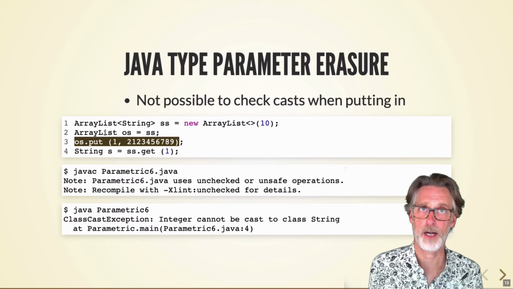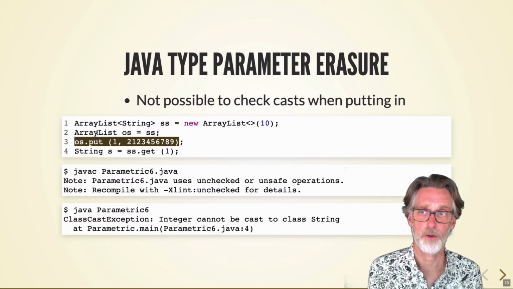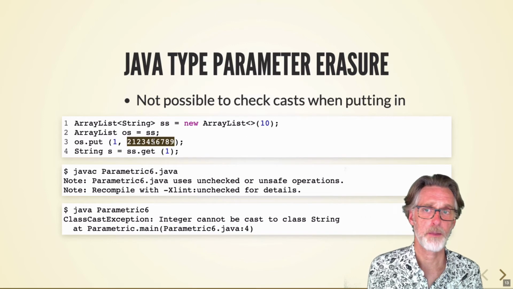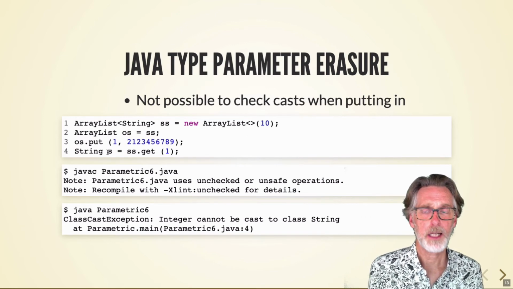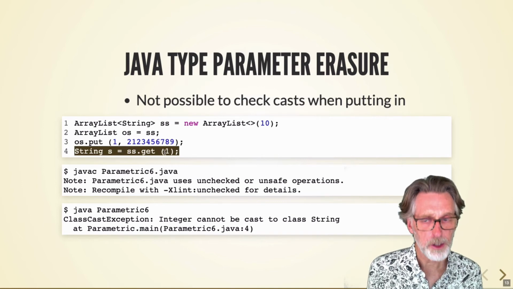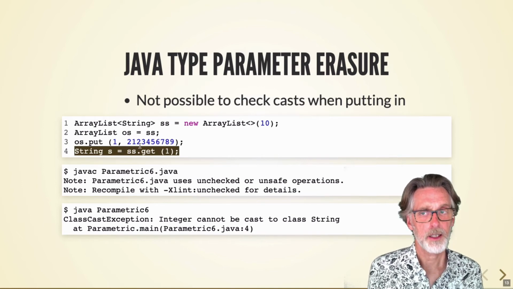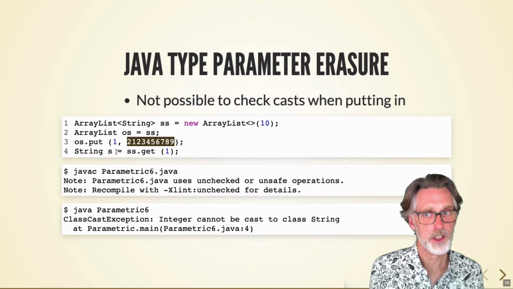So in old Java, we would have used subtype polymorphism to get this. We're just putting some object in here, the number 2 billion. No problems. But when we go to get this out, we are going to get an issue because we've gotten the number out, not a string, and we'll get an exception when that happens.